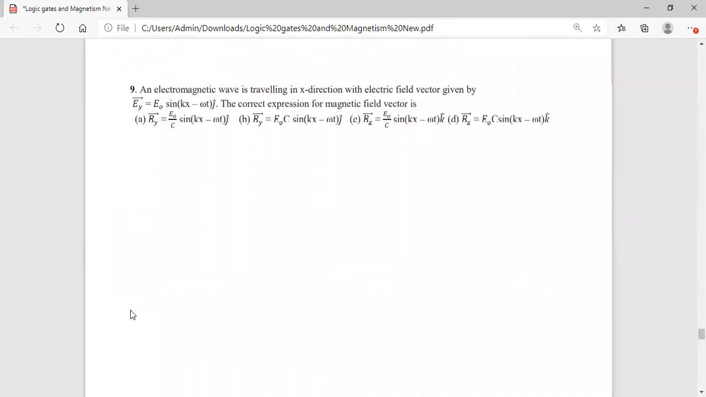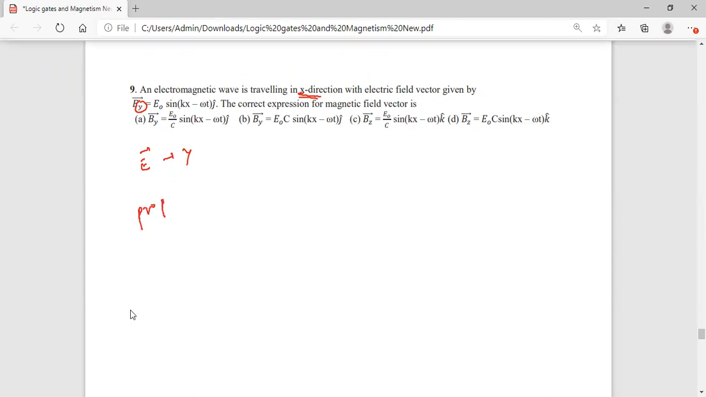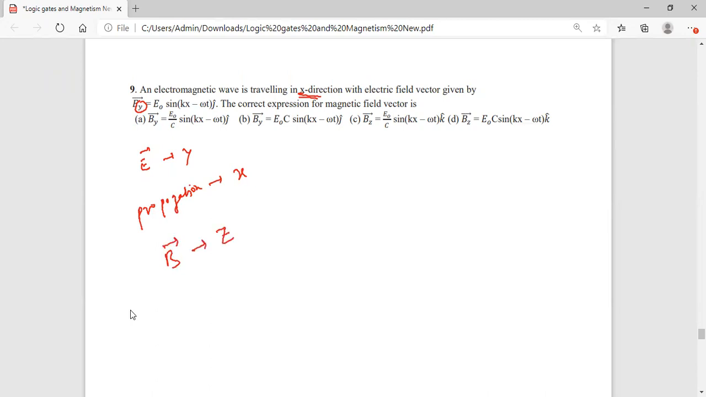Ninth one. An electromagnetic wave is traveling in x direction with electric field vector given by Ey is equal to E naught sine kx minus omega t j cap. The correct expression for the magnetic field vector? So now the electromagnetic wave is traveling along what direction? X direction. And the electric field is in y direction. Then the magnetic field must be in what direction? Z direction. So the electric field is in y direction, propagation is in x direction, then the magnetic field should be in z direction. Therefore, it's a BZ.